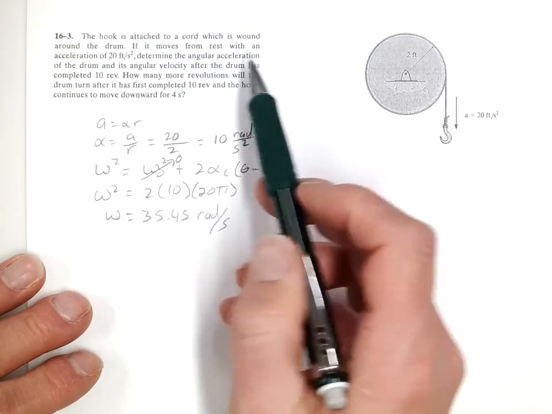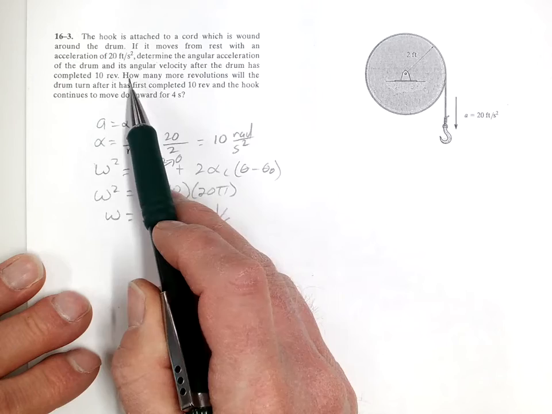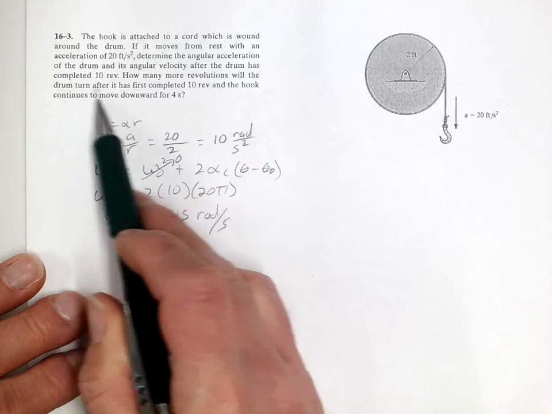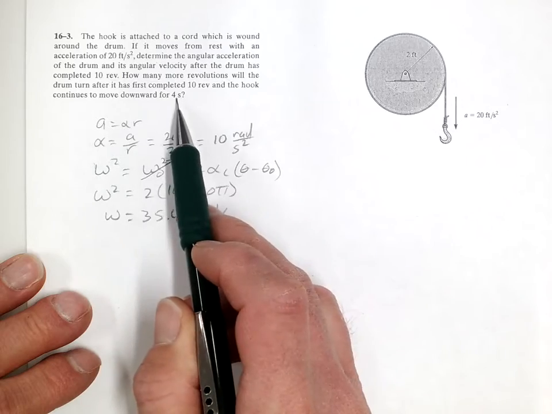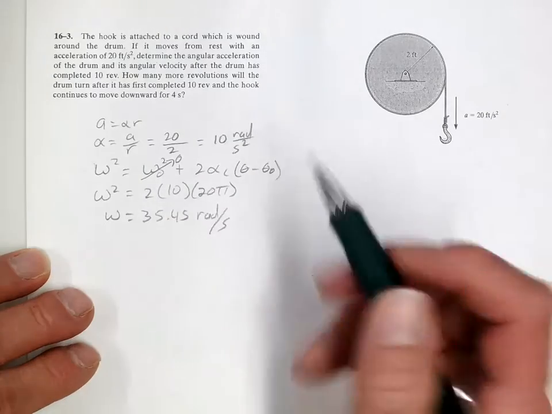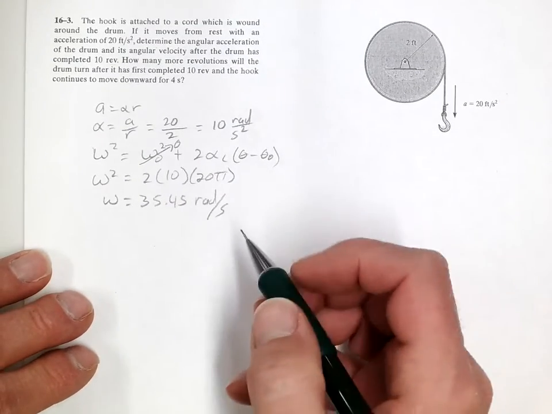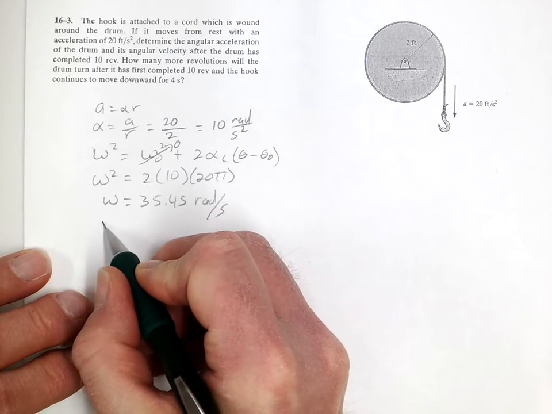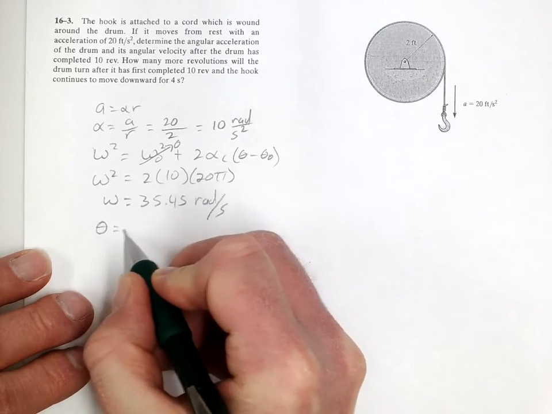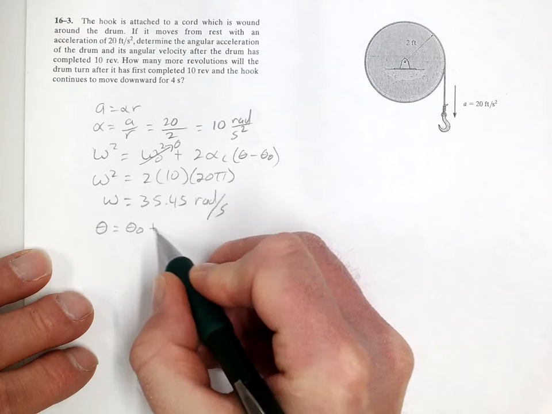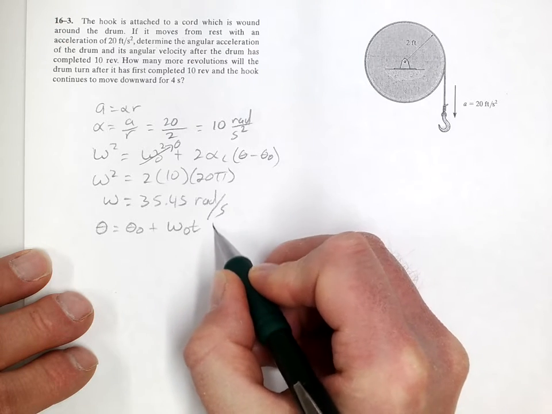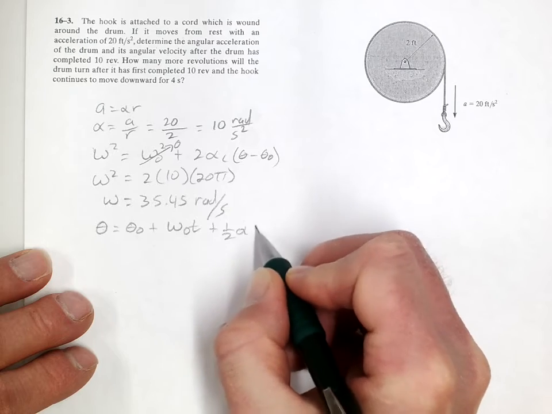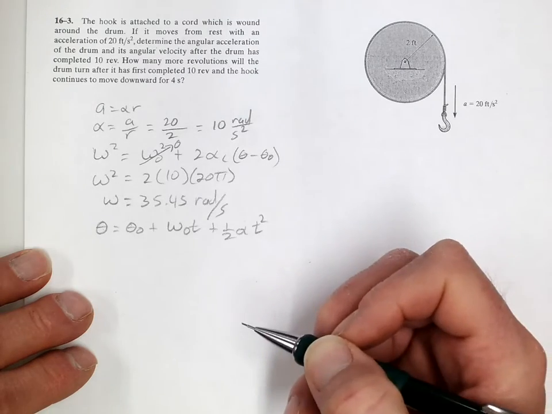Now the second part: how many more revolutions would the drum turn after it's completed 10 revolutions, and the hook continues down for another 4 seconds. So now we have time in this problem for the first. So we're going to start out with the equation theta equals theta naught plus omega t plus 1/2 alpha t squared.